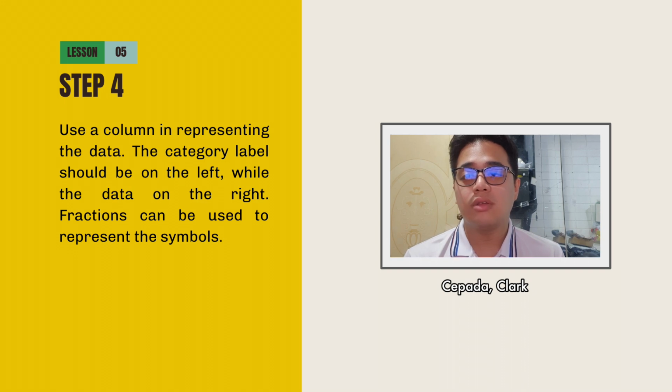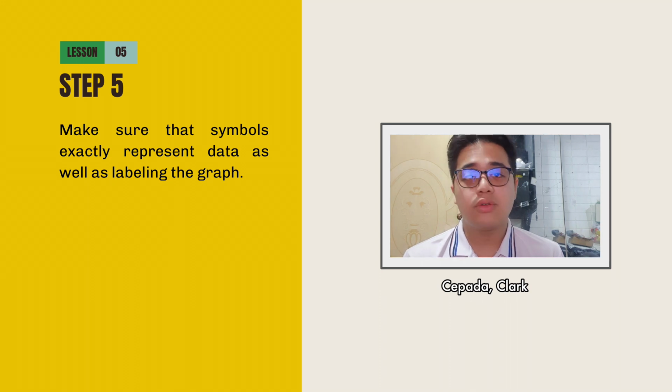Titles should be added to the graphs to provide context for what they represent. In step 5, it's crucial to ensure that the symbols in the pictograph accurately represent the data and the labeling is clear. This involves meticulous attention to detail to match the symbols with the corresponding data points. By double-checking the accuracy of the representation, we can guarantee that the viewers interpret the pictograph correctly and gain insights from the data represented. Accuracy is paramount in conveying meaningful information through visual representations like pictographs.